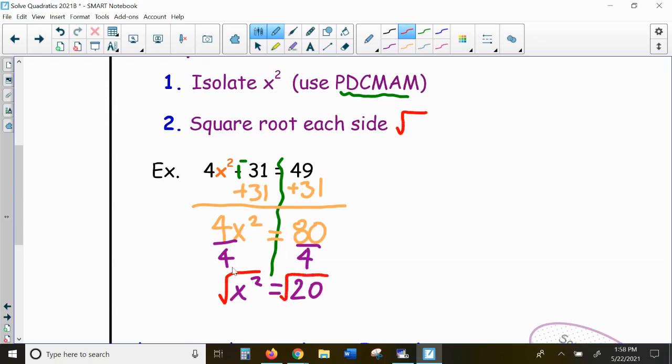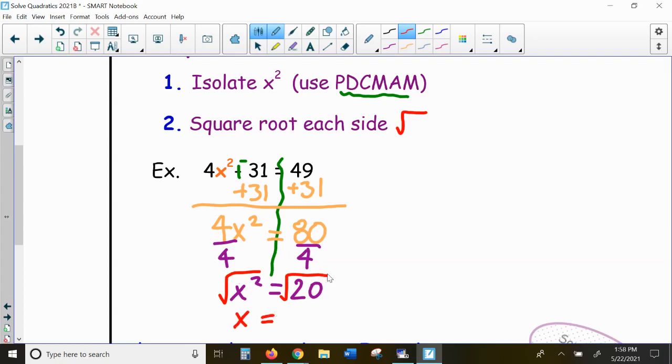The cool thing about a square root is a square root and a square undo each other. So if I'm squaring something and I want this squared gone, I square root it and they kind of cancel each other out. So on this left-hand side, this square and this square root undo each other and I'm only left with x, which is what I want, right?